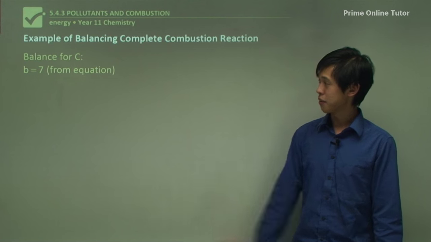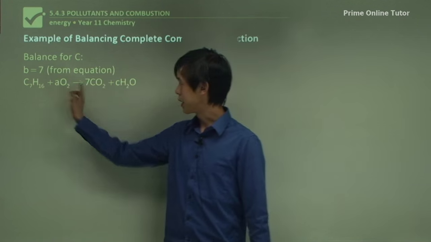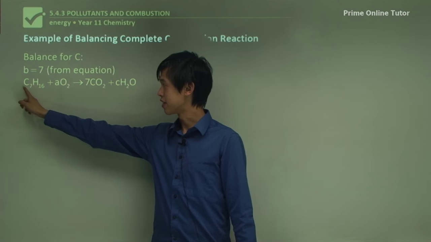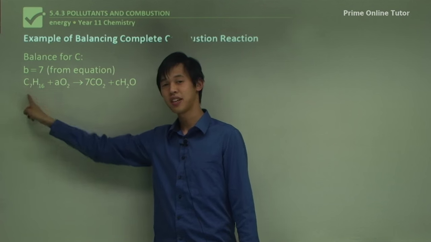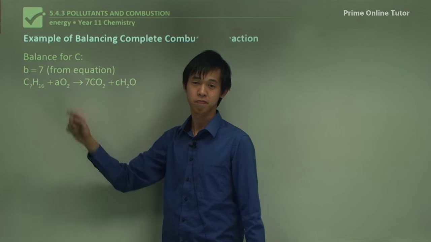So to balance for C, B equals 7 from the equation, and I'll show you why. So B was this number in front, remember? So you've got C7, so there's 7 on this side, and we need 7 on this side, so B had to be 7. Pretty straightforward.